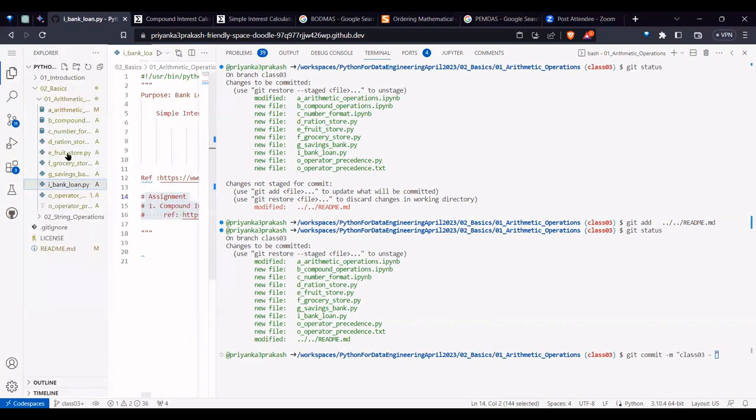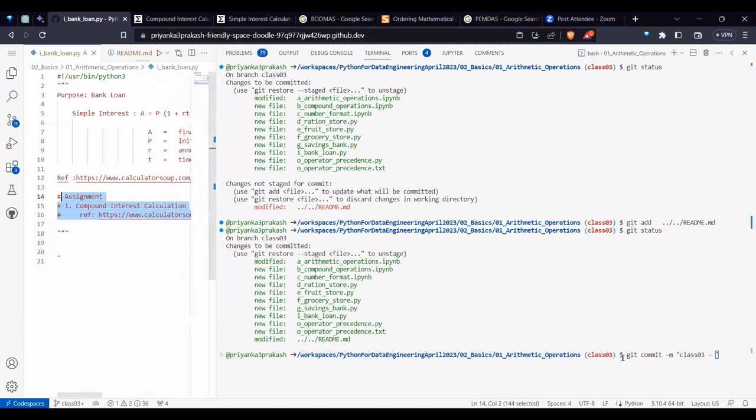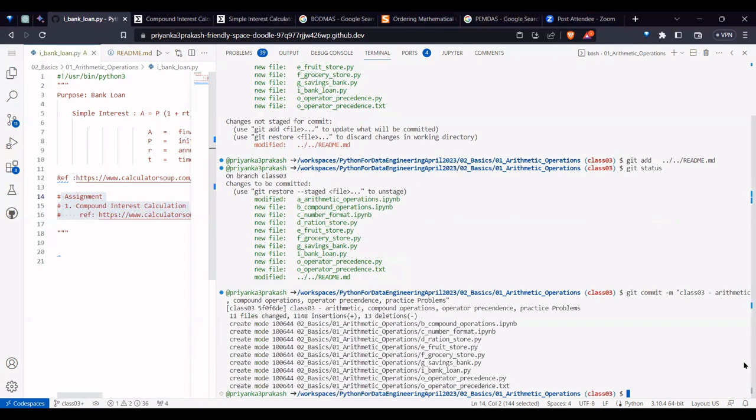We worked on arithmetic operations, compound operations, operator precedence, and practical examples, practical problems we solved. So these are the three things. Git commit hyphen m means message. Within quotes, you give the message. Then you did a commit.